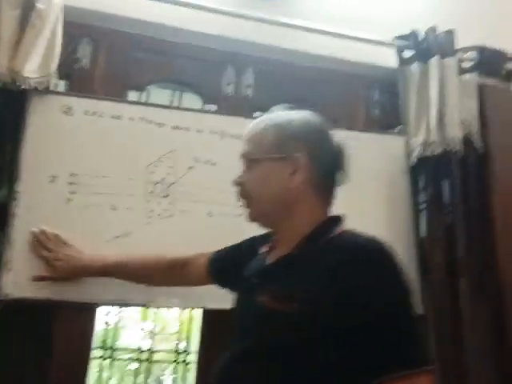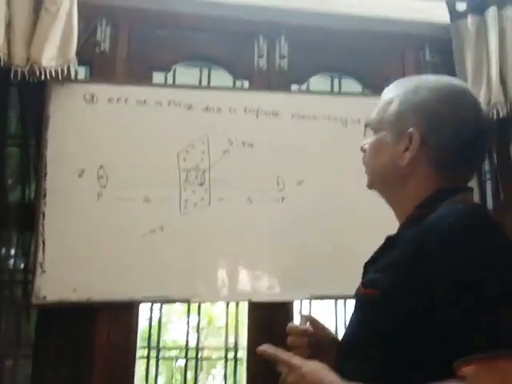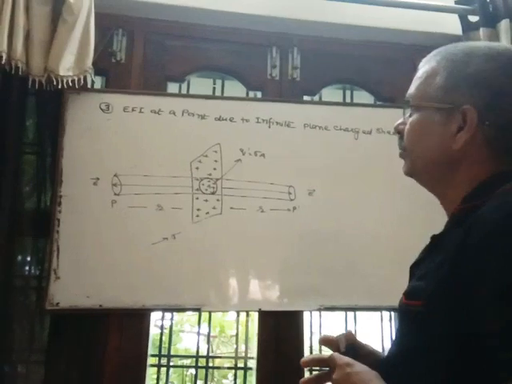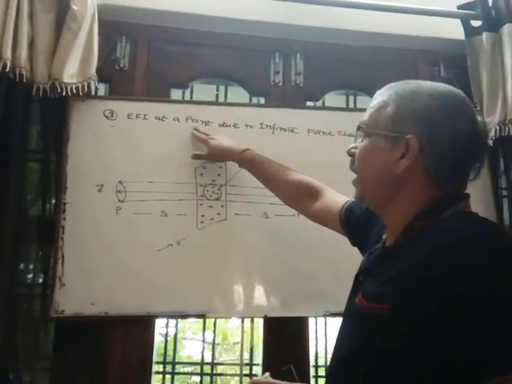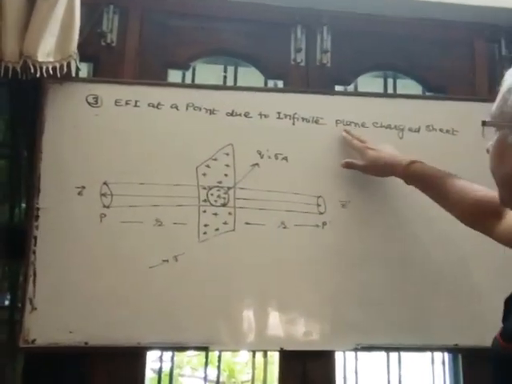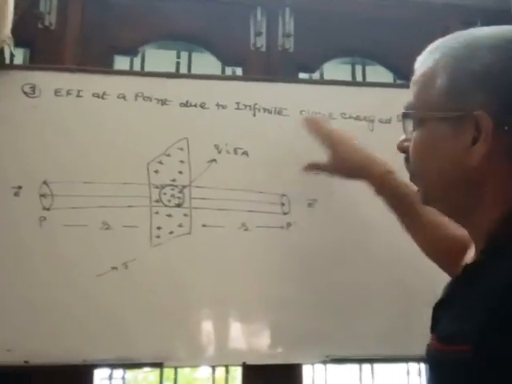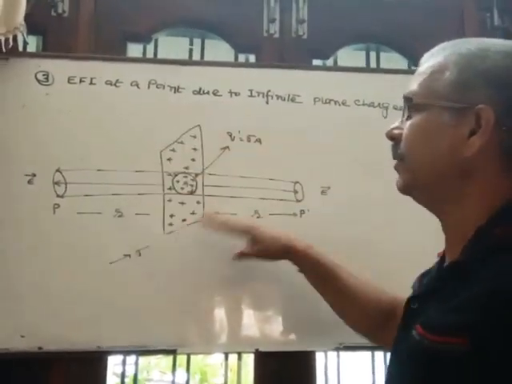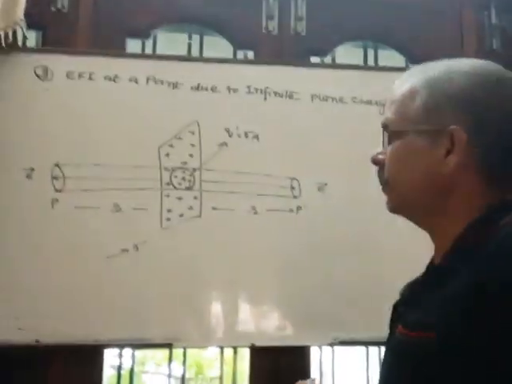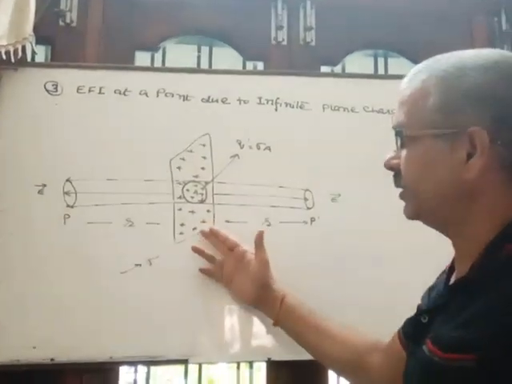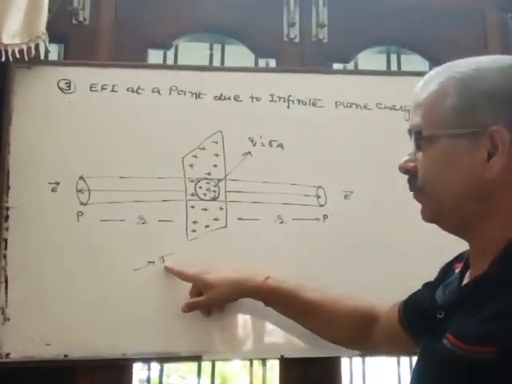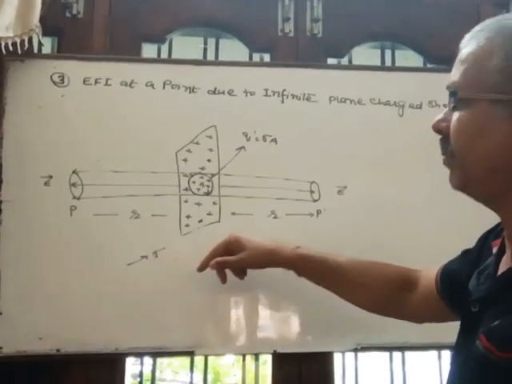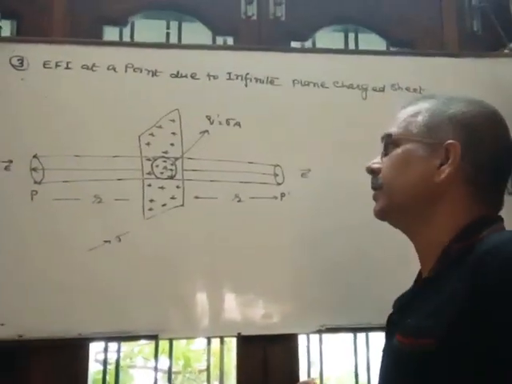Hello students, today we will discuss the third application of Gauss theorem, that is electric field intensity at a point due to an infinite plane charge sheet. It means here the size of the sheet is not defined. Suppose we have a charge sheet which is positively charged, having surface charge density sigma. Sigma means the amount of charge present per unit area.